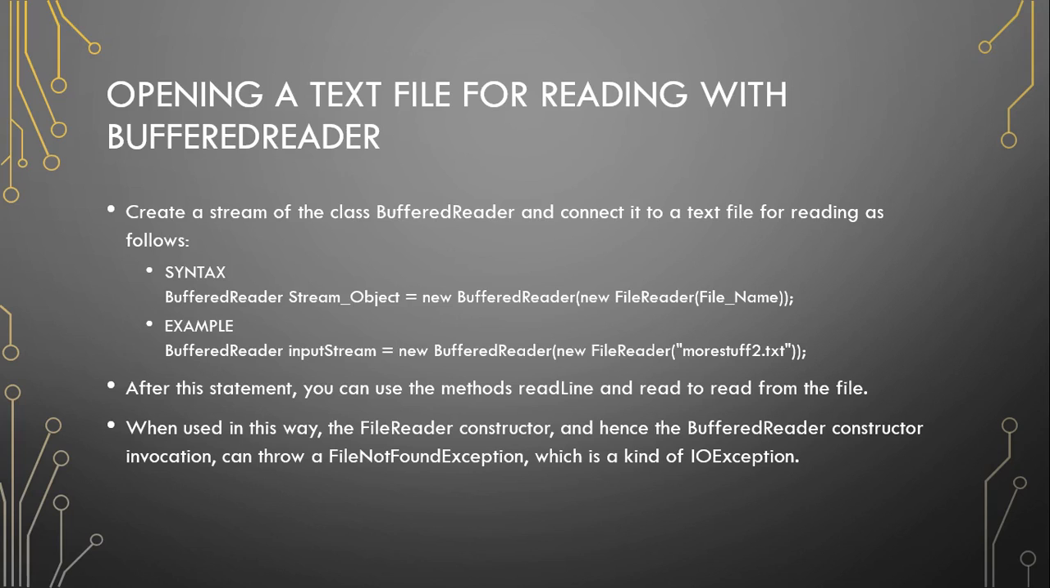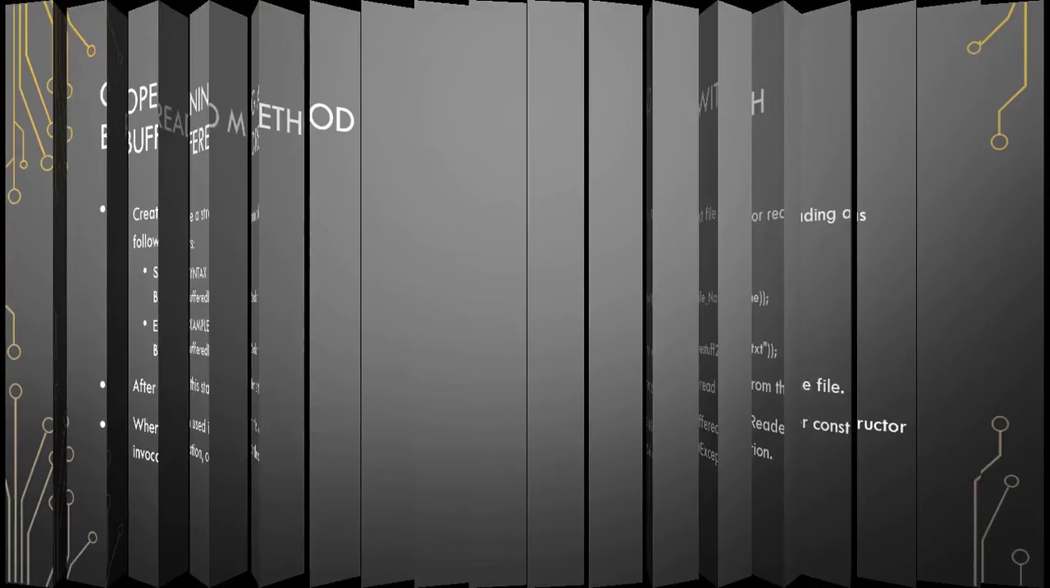When used this way, the FileReader constructor, and hence the BufferedReader constructor invocation, can throw a FileNotFoundException, which of course is a type of IOException. Because IO means input output, and file not found just means it can't find the file. It's looking for morestuff2.txt. It doesn't exist where it's looking. So you want to make sure if you're putting the file in there, you're putting it in the correct location that Java can access it.